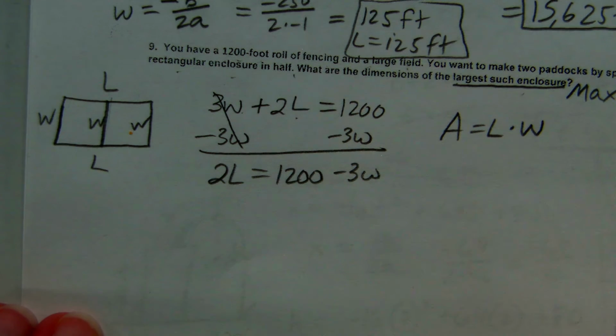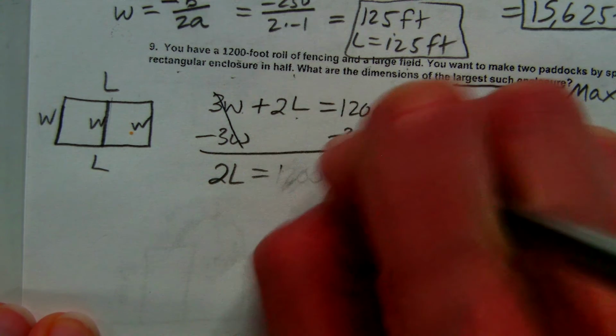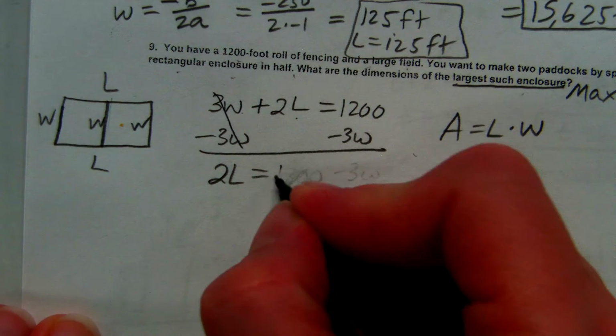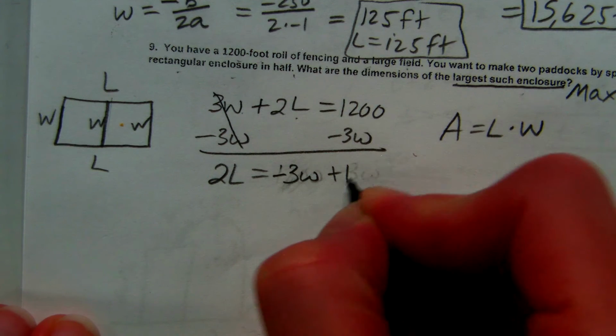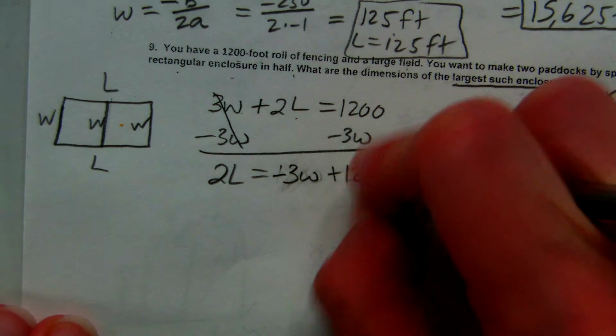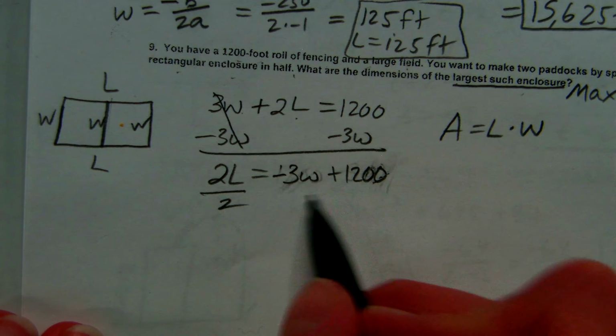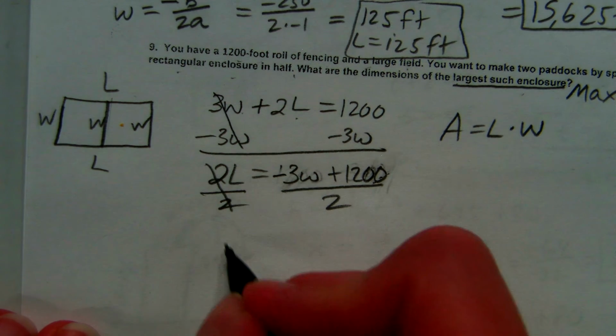Or do you like having the W's in front? It doesn't matter to you. I'm going to change it just because I like it better, that negative 3W plus 1,200. It looks more like a slope-intercept form that way. It doesn't really matter, but just because, I'm going to switch that around. Okay, and then divide by 2. So everything's going to get divided by 2.